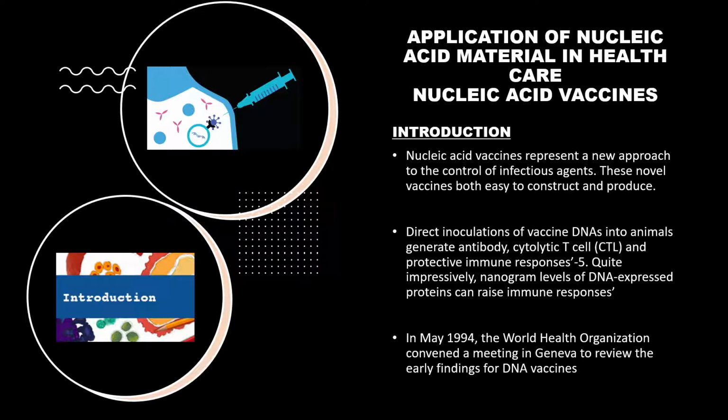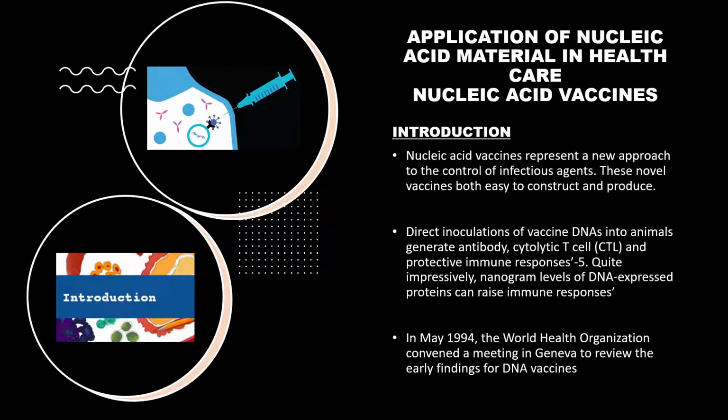Direct inoculations of vaccine DNAs into animals generate antibody, cytolytic T cells, CTL, and protective immune responses. These impressive nanogram levels of DNA expressed proteins can raise immune responses. Initial skepticism about the potential of this new technology reflected the disbelief that such small amounts of protein could initiate immune responses. Protective immune responses can be generated by skin, muscle, and intravenous inoculations of DNA. Immunizations can be accomplished by injecting DNA in saline or by using a gene gun to propel DNA-coated gold beads into cells. The raised responses have good longevity, with even single doses of DNA having the potential to elicit long-lasting CTL and antibody responses.